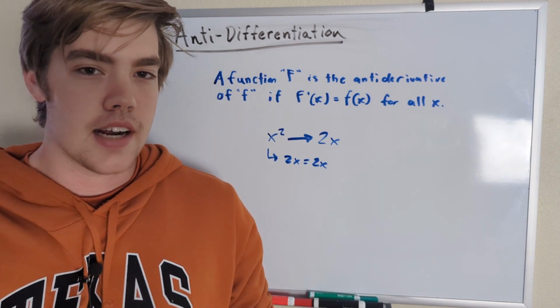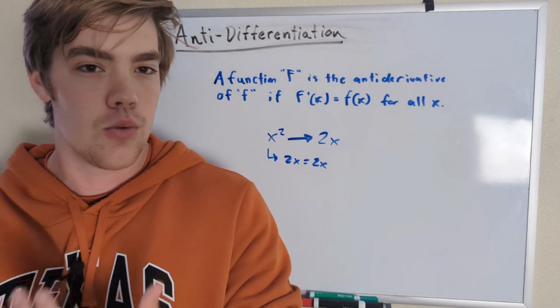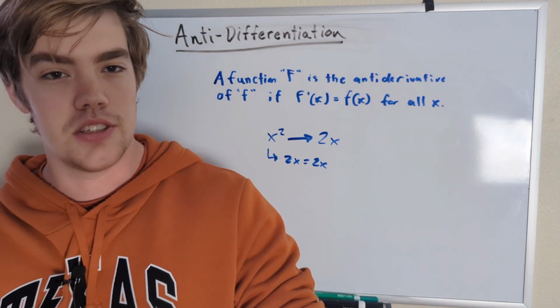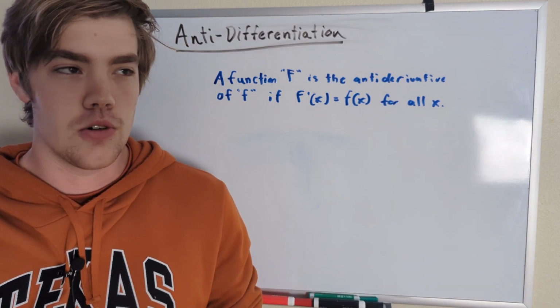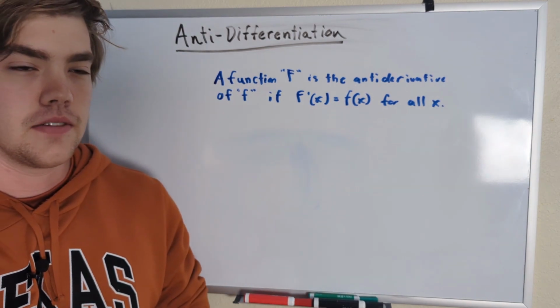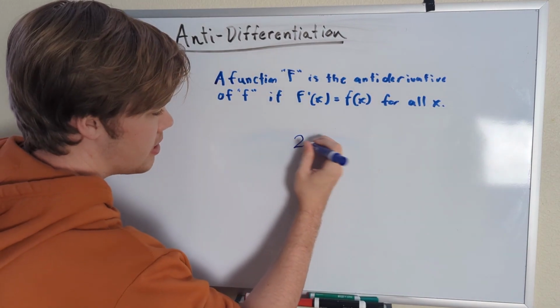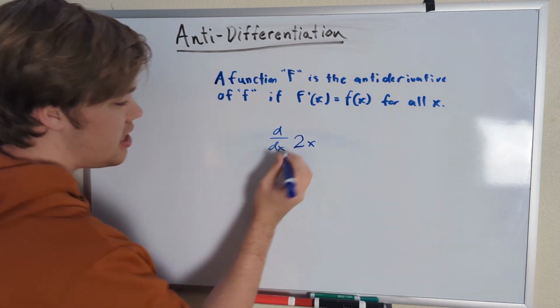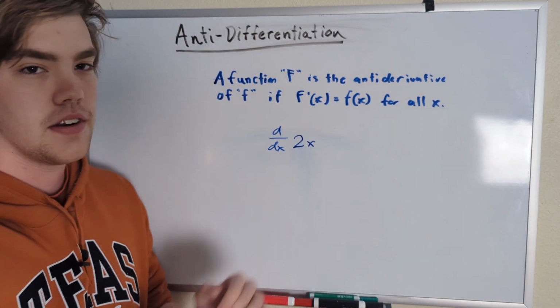In other words, we're working backwards from where we were before. Instead of taking the original function and finding the derivative, we are given the derivative and have to find the original function. Let's go over some notation real quick. If we want to take the antiderivative of a function, say 2x like we've been using this whole time, if we wanted to find the derivative of this function, we would write d/dx. This would be the notation, and this derivative would equal 2.